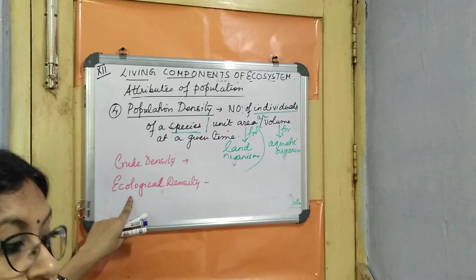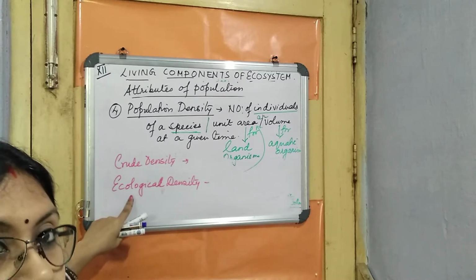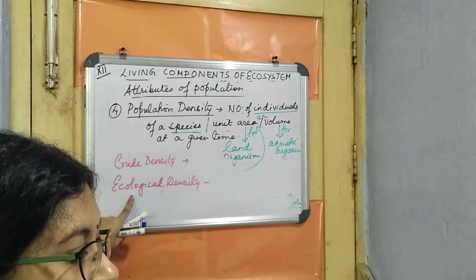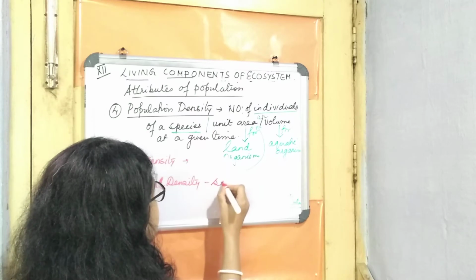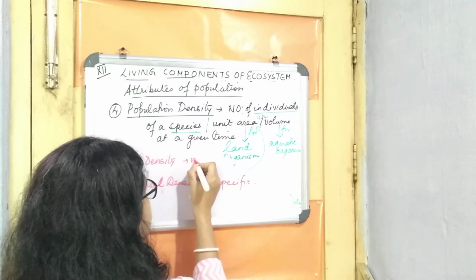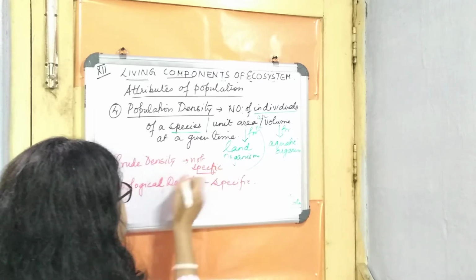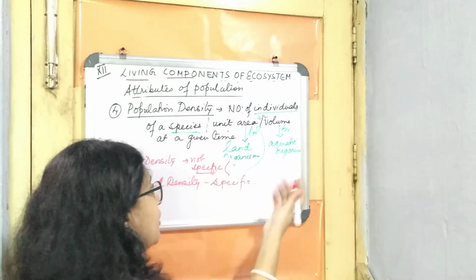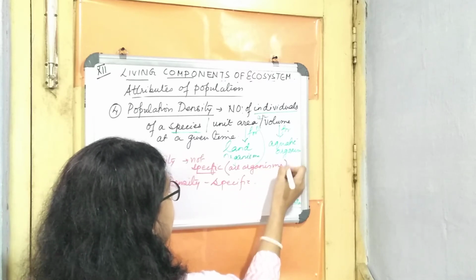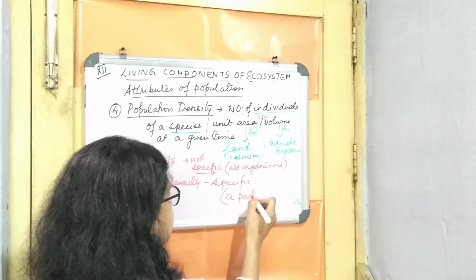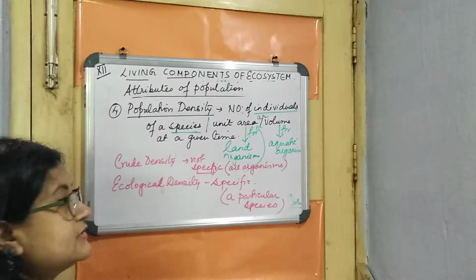And ecological density is the number of individuals of a species, that means a particular species which is inhabiting that particular ecological area or volume. This is specific, this is not specific. Crude density includes all organisms, and ecological density includes a particular species. So this is the difference between crude density and ecological density.